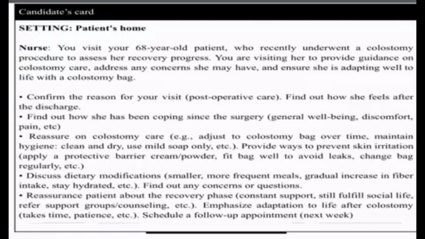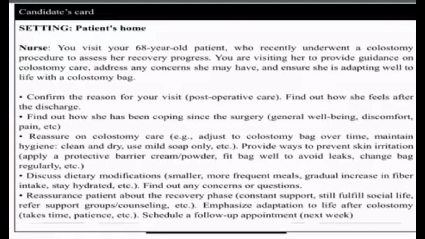I can understand your concern. It is quite difficult for you to manage this colostomy bag. So with time, okay, here we can say, we will provide you constant support, and also don't isolate yourself, okay. So I will refer you to some support groups and counseling groups so that they will help you in your recovery phase, okay. Like this we can construct the sentences.